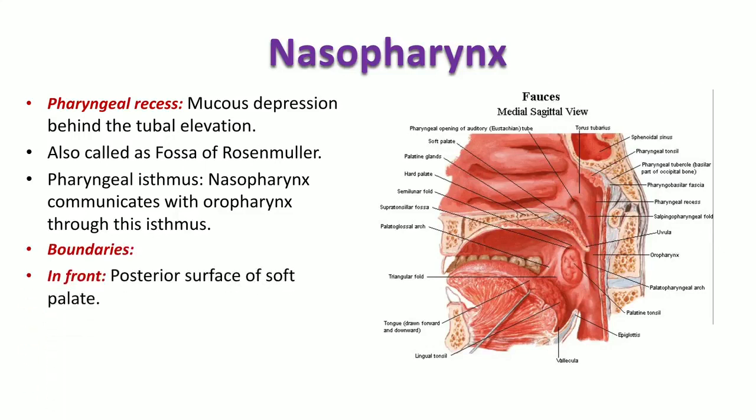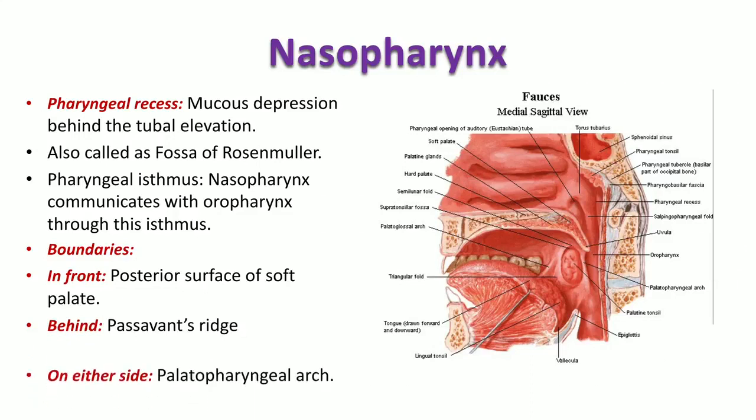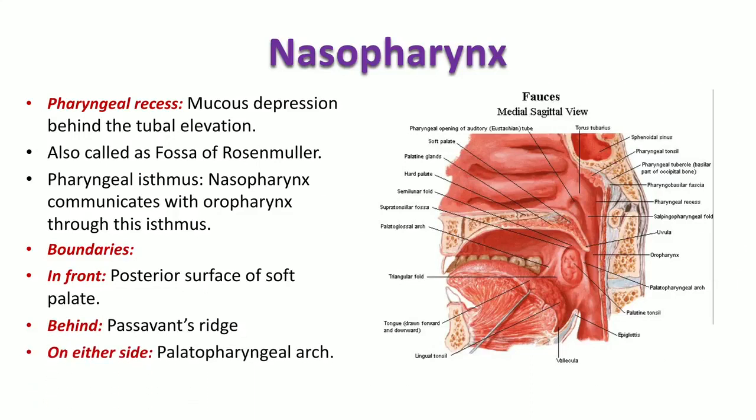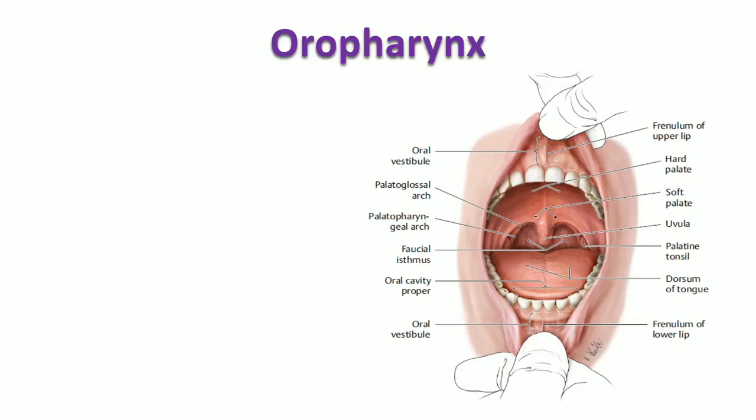So the boundaries, as I told you, are the posterior surface of the soft palate, and then behind, the Passavant's ridge, which is again a mucous fold. Deep to that fold, you have some fibers of the palatopharyngeus muscle, and on either side the palatopharyngeal arch. So we have finished with the nasopharynx. Now we will pass on to the oropharynx.